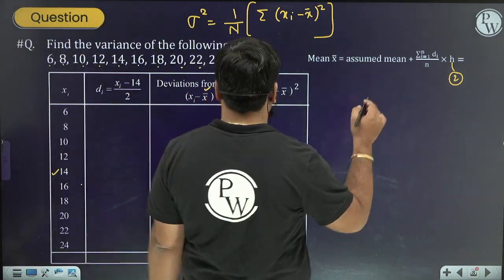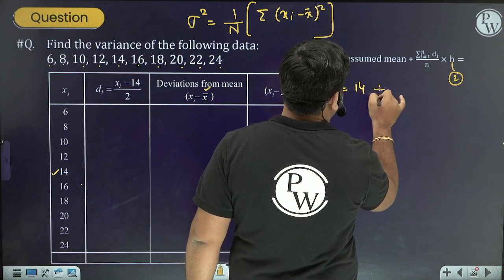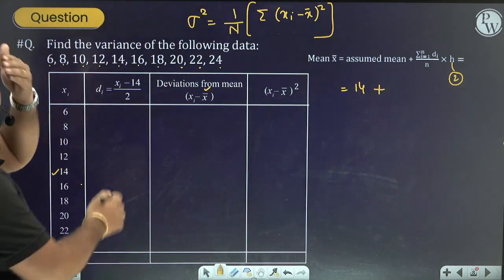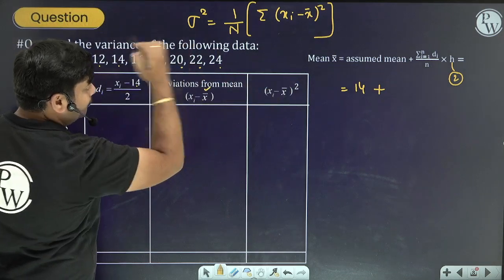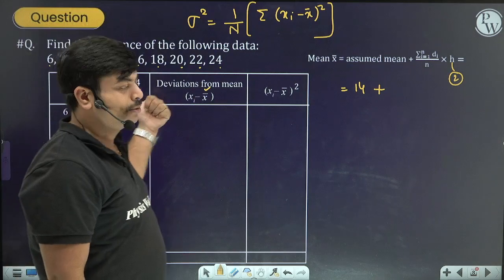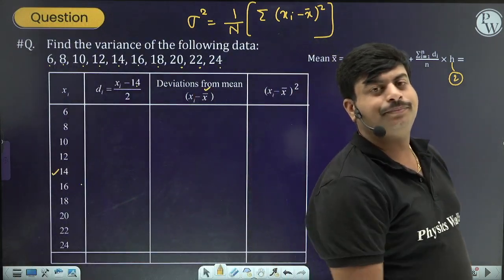Assumed mean is 14, plus sigma di. First of all, we need to find di. This 14 is nothing but the assumed mean. Xi minus A by 2, where 2 means h. 2 is the value of h.